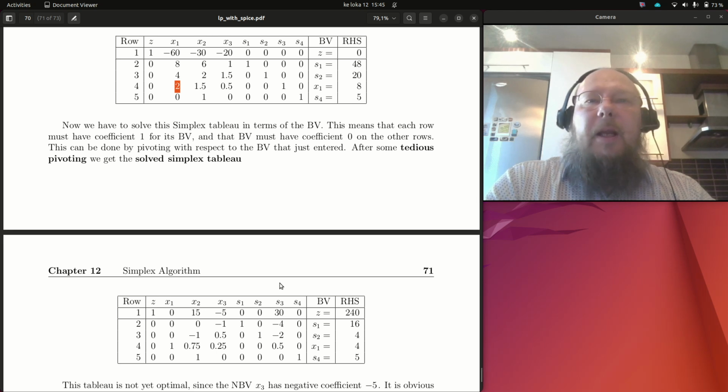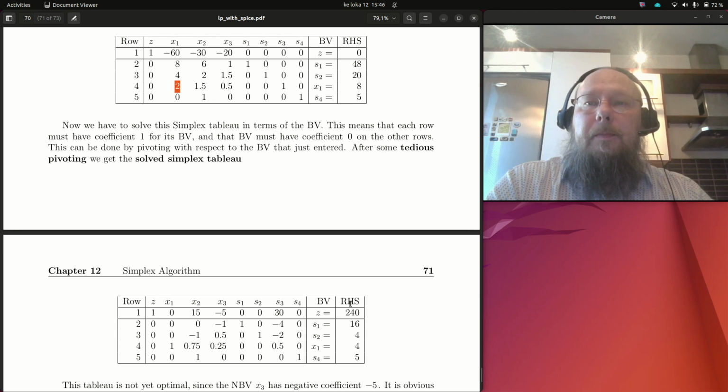And then I eliminate it from all other rows. For example, I eliminate it from the first row. So I subtract this row 30 times. Sorry, I add this row 30 times to the first row. So then this disappears here, and the other coefficients turn out to be what they are. And Z will be 240 because I add 30 times 8 here.